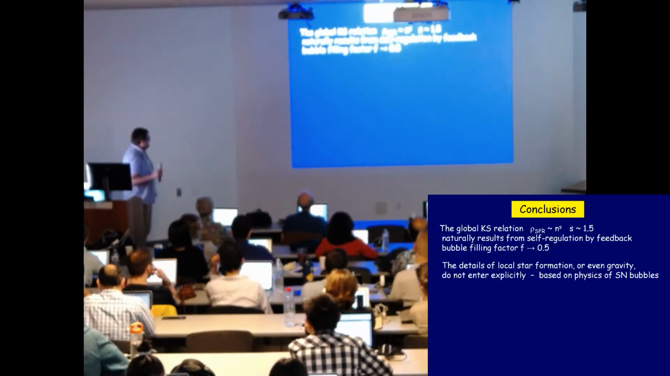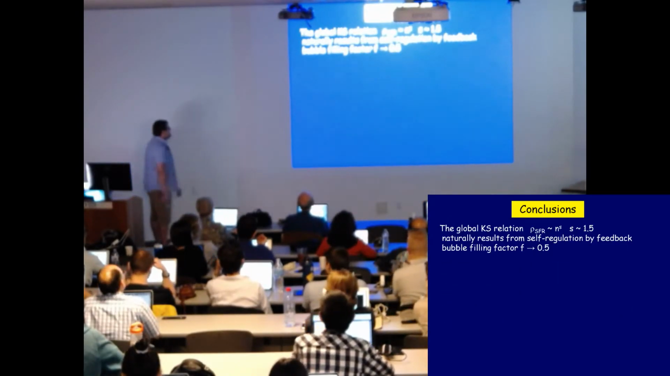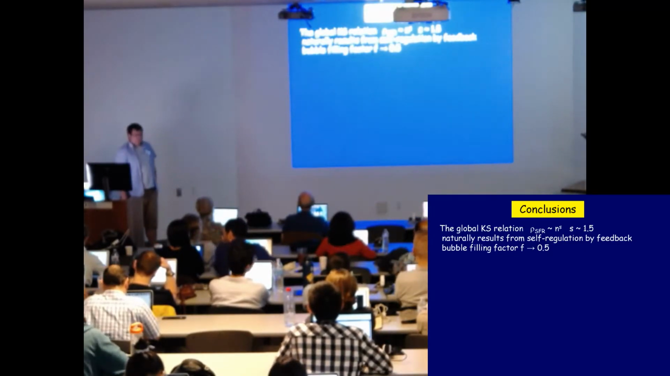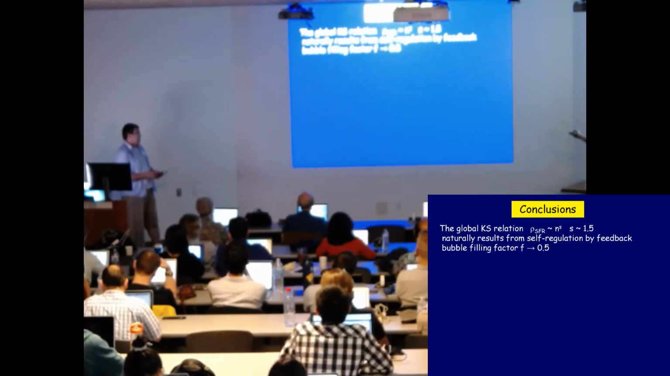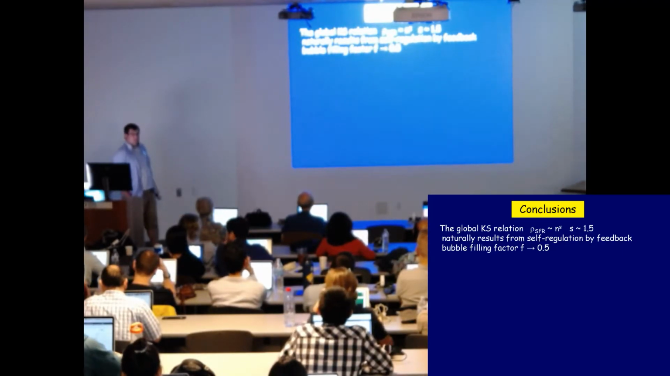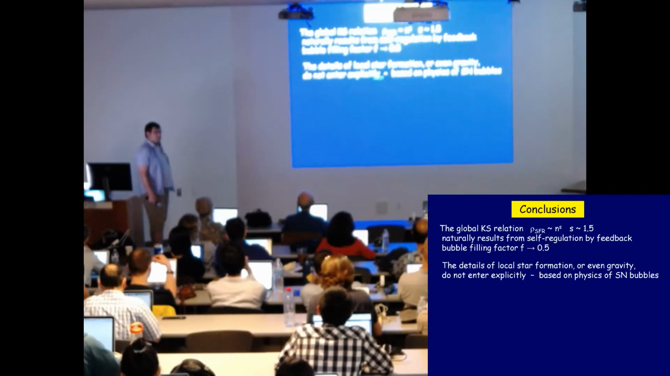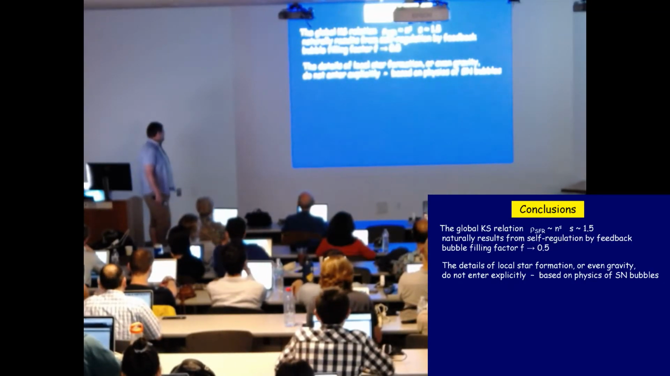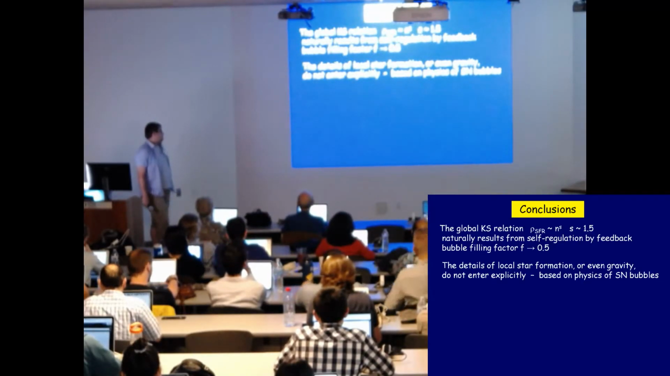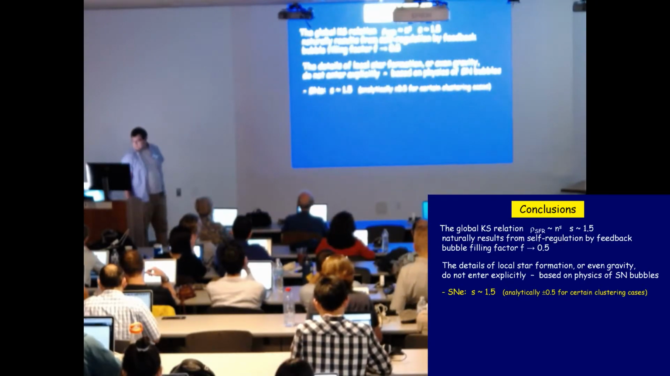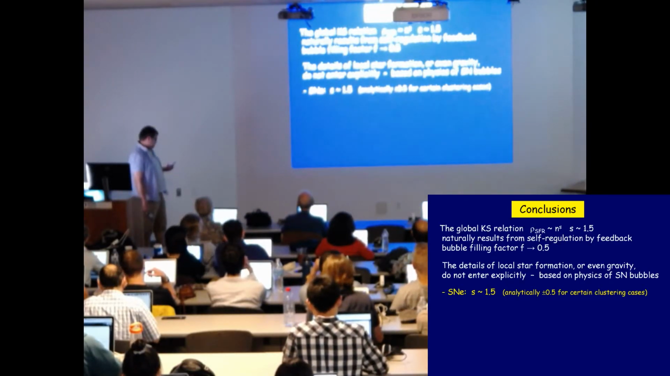So the global Kennicutt-Schmidt relation in this very simplistic, crude form results naturally from self-regulation by feedback, with the bubble volume filling factor self-regulating itself to a constant value. The details of local star formation or even gravity don't come in explicitly. It's only based on the physics of supernova bubbles with all these complications. Remember, I never deviated from a uniform medium, which is wrong, but all this remains to be done.